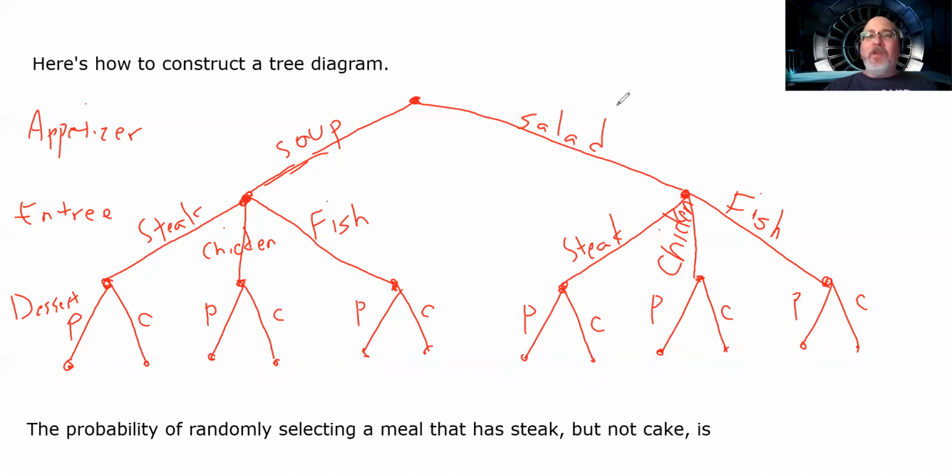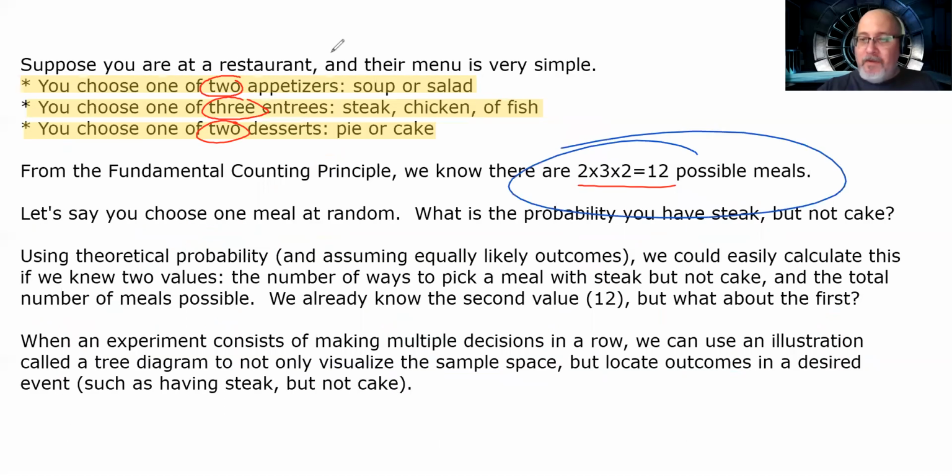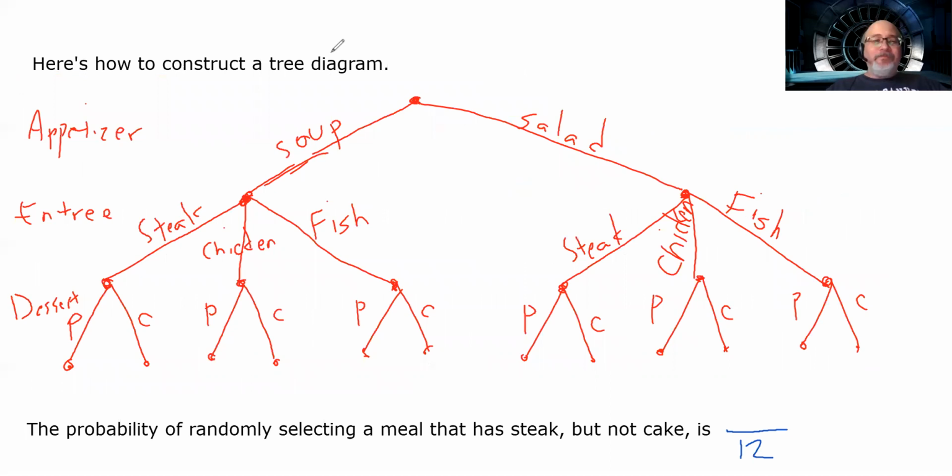And now that we have that, we can answer the probability question. Remember, we're looking for the probability of randomly selecting a meal that has steak but not cake. From what we know about theoretical probability, we know the denominator is going to be the size of the sample space, but we already have 2 pieces of evidence to say that that's 12. We have the fundamental counting principle, and we also have this tree diagram with the 12 branches at the bottom. But the numerator has to be the number of outcomes that belong to this event, the event that you have steak but not cake.